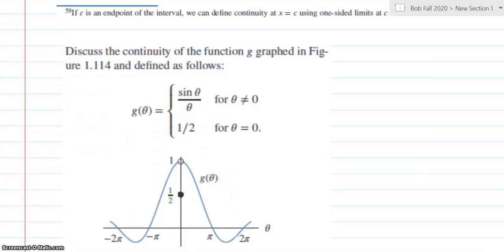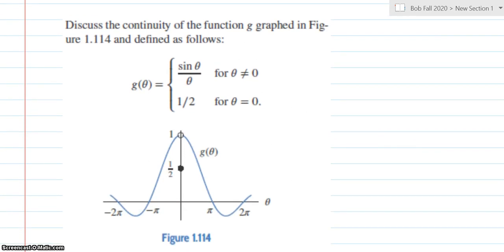So let's look at another example. Let's look at this piecewise function. Let's discuss the continuity of function g. Function g is sine of theta over theta, which is this graph right here. This function, sine of theta over theta, is not defined at 0. If you graph this on the graphing calculator, it's fine at every point but 0, because 0 is undefined. So instead of being an asymptote, like the rational function that we saw above, it's now just a hole.